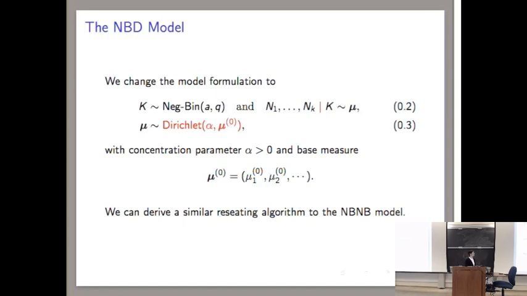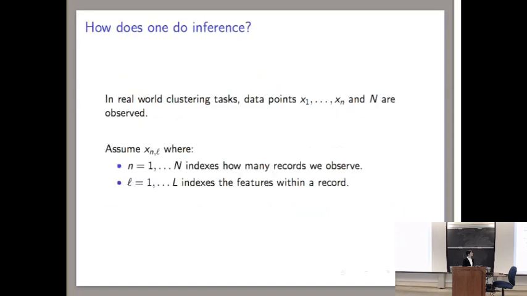And so the reseating algorithm for what we call the MBD model is very similar and akin to the MBNB model. So just to be clear, when you say Dirichlet, this is actually DP because it's over the integers? Mm-hmm.